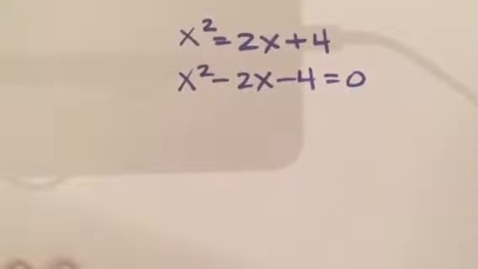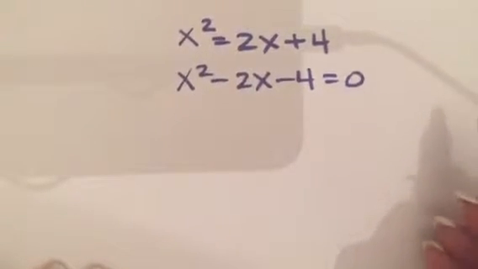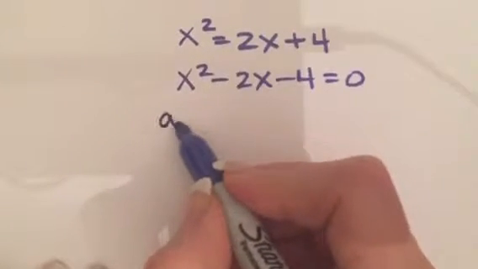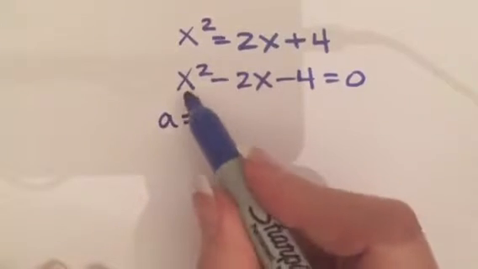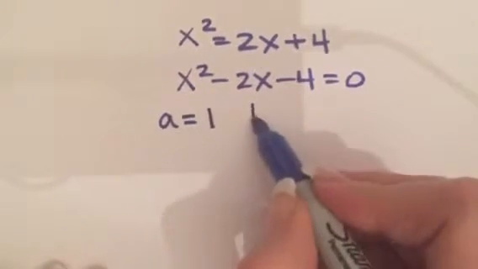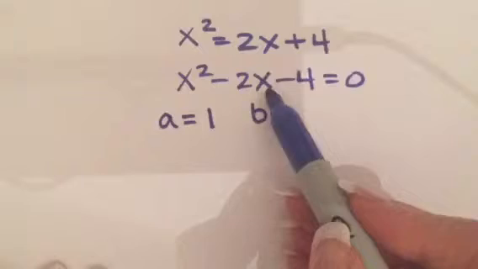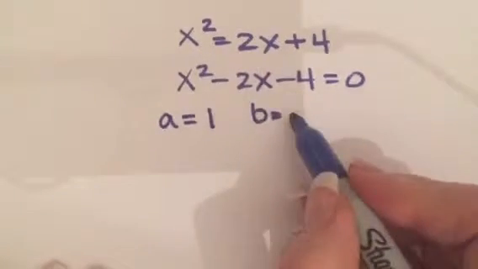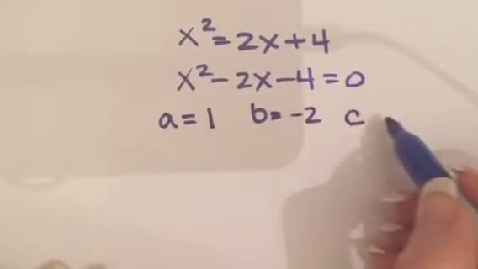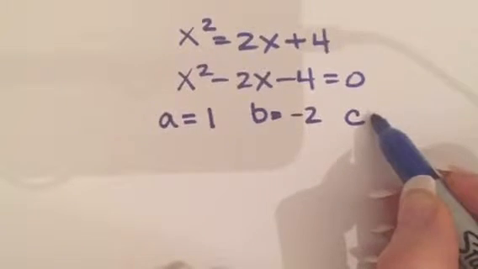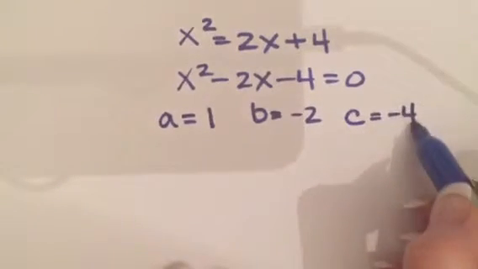Okay, so now I am in the correct form, and I want to identify what are a, b, and c. Okay, so a we know is the coefficient of x squared, which is 1. B is the coefficient of the x, which is negative 2. And c is our constant term, which is negative 4.